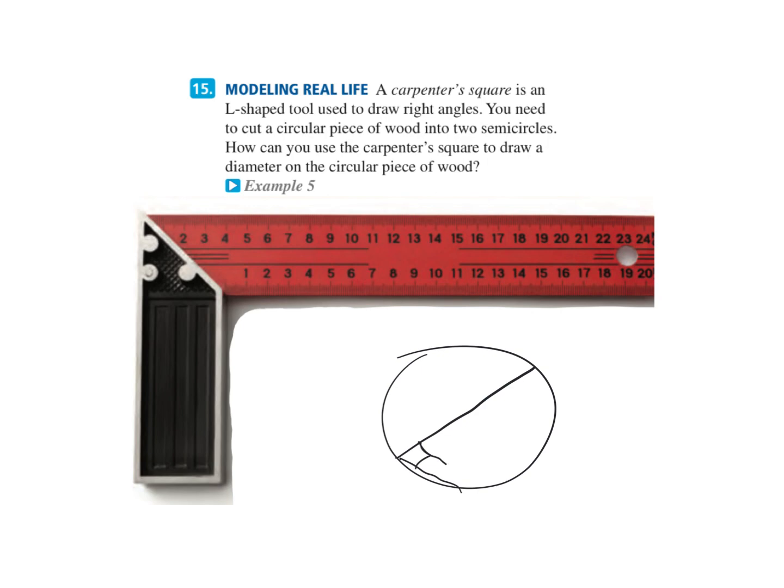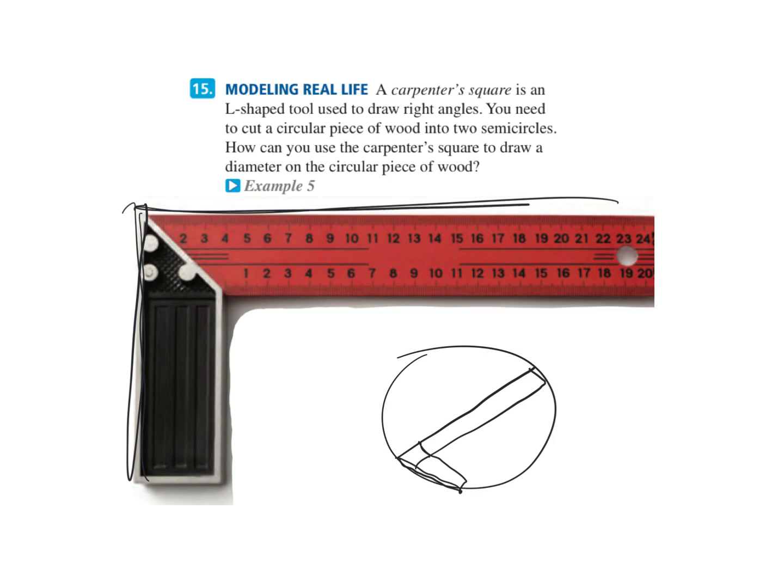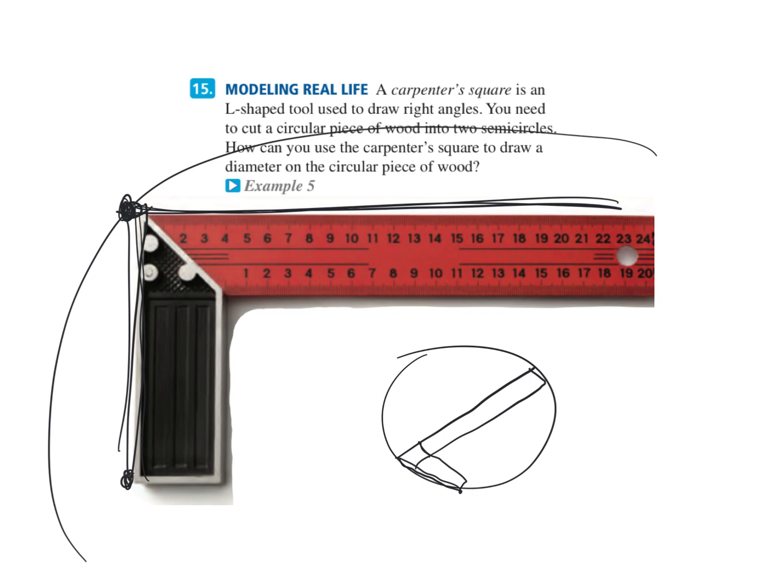So you set your carpenter tool like this. I can use the carpenter's square to draw a diameter on the circular piece of wood. Okay, so just like that. You set it in there so that your 90 degrees here, this 90 degree here, would be on the circle. So there would be your circle, and this point would have to be on the circle as well. Okay, and this point too.